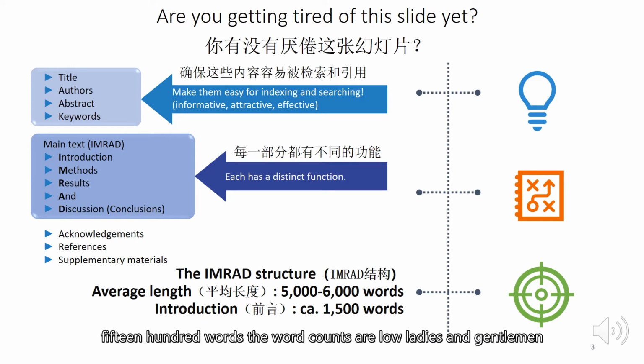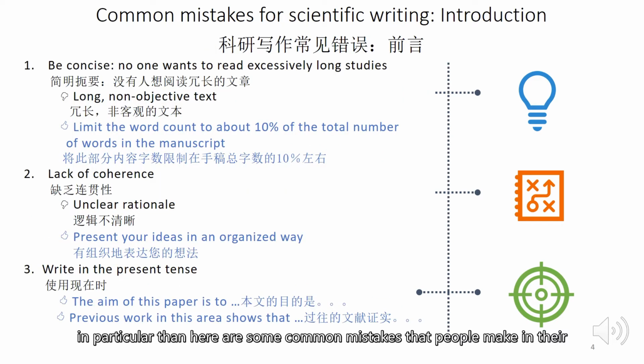The word counts are low, ladies and gentlemen. How can you be effective with such small numbers of words? We are here to help you. I'm going to show you how you can do this with your English language writing. In particular then, here are some common mistakes that people make in their academic writing in the introduction section. Remember, of course, as we've just mentioned, that this is a section of about 1,500 words.